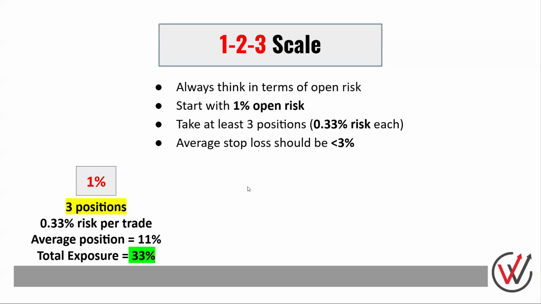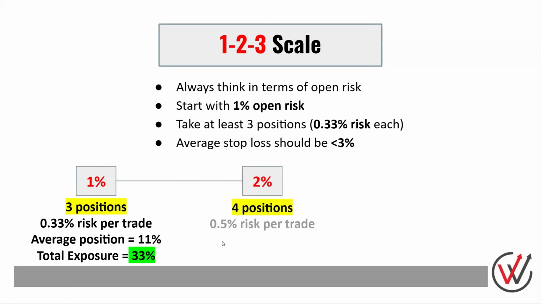Moving on. Yes, Kavish. You'll not just stay at 1%, you'll now risk 2%. See, you're not adding 2%. The overall risk is now from 1, it moves to 2. So the overall open risk should be less than 2%. Now you'll take 4 positions with 0.5% risk per trade. Your average position size would be 16.7%, and the total exposure is almost 67%.